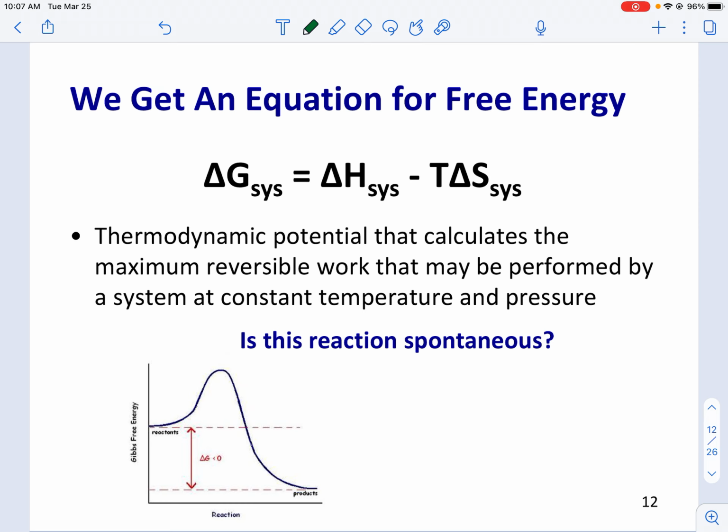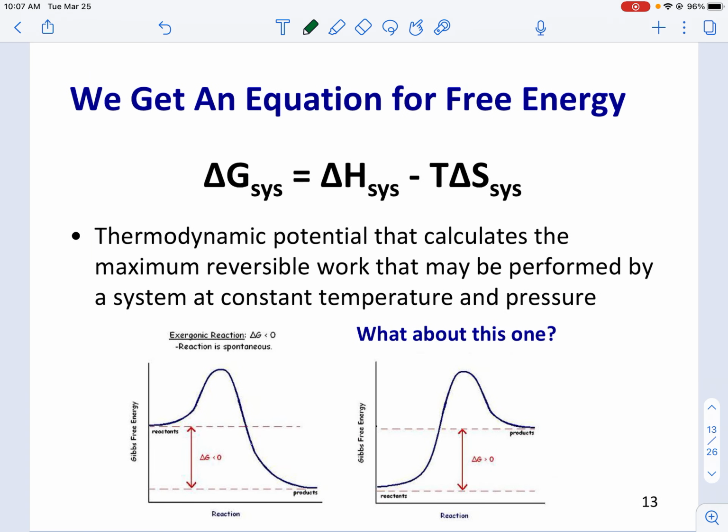So for example, look at this reaction. Is that a spontaneous reaction? Yes, it has a decrease in delta G. What about this one? No, right? That is not spontaneous. So delta G, when negative, is spontaneous. Delta G negative is spontaneous. Delta G positive is not spontaneous.